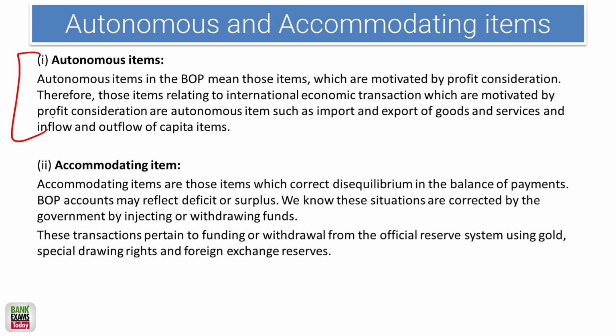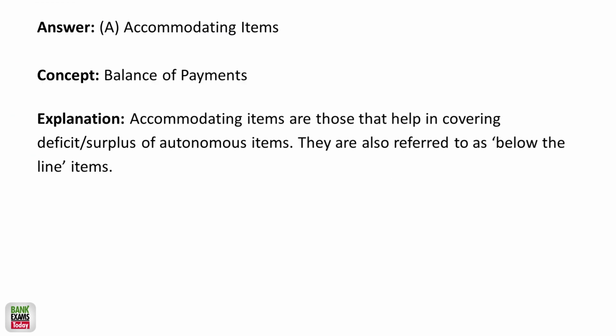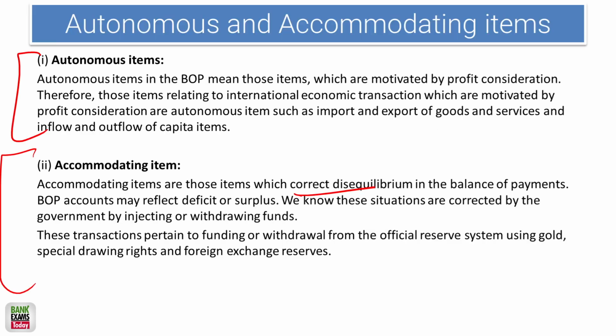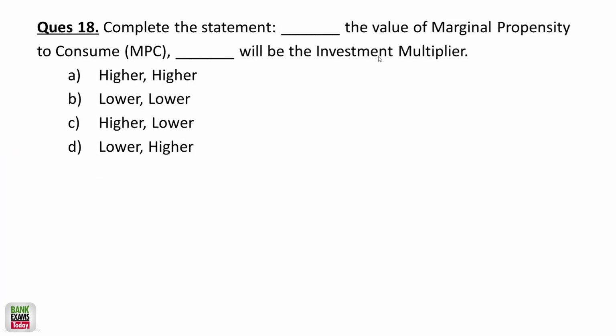Autonomous, the importers and exporters, they are making the payments, right? That is autonomous. When the central bank, the government is trying to balance the disequilibrium, if the exports are higher than the imports, or imports are higher than exports, the government is trying to balance it. That is accommodating items, right? These accommodating items are also known as below the line items. So accommodating items is the correct answer.